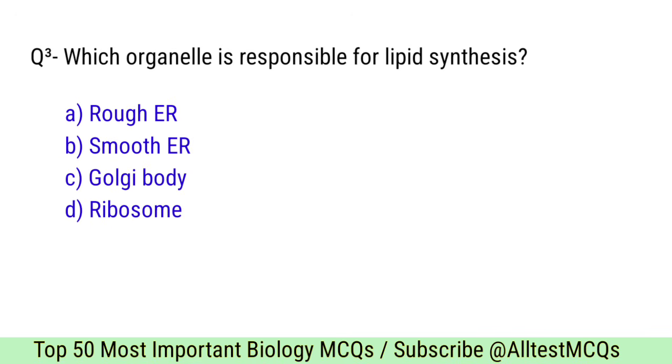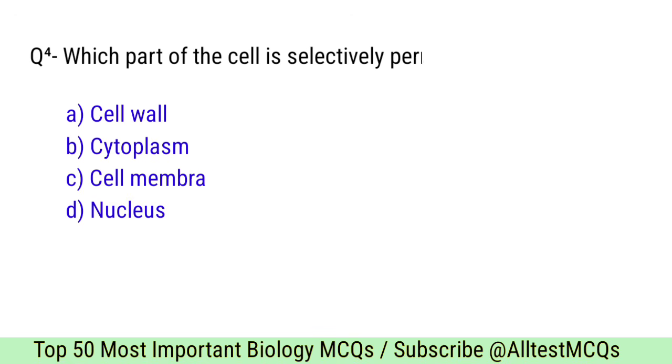Question number 3. Which organelle is responsible for lipid synthesis? Correct option is B. Smooth ER. Question number 4. Which part of the cell is selectively permeable? Correct option is C. Cell membrane.